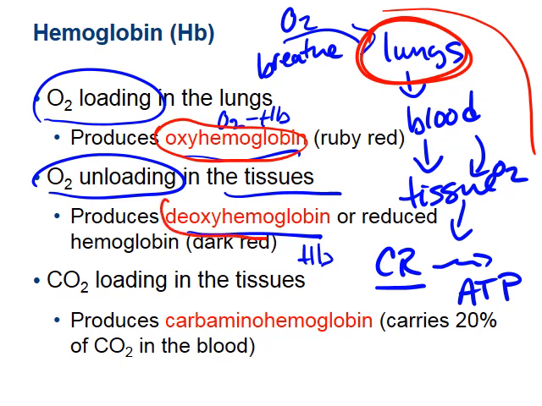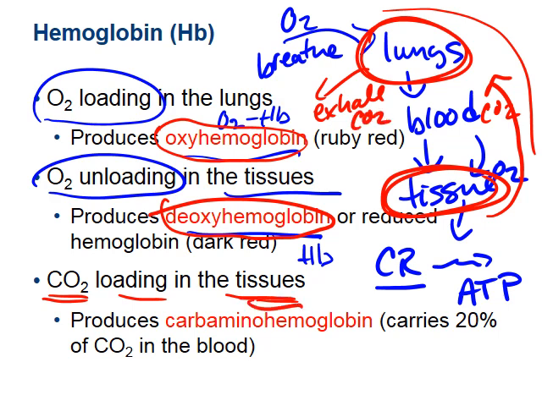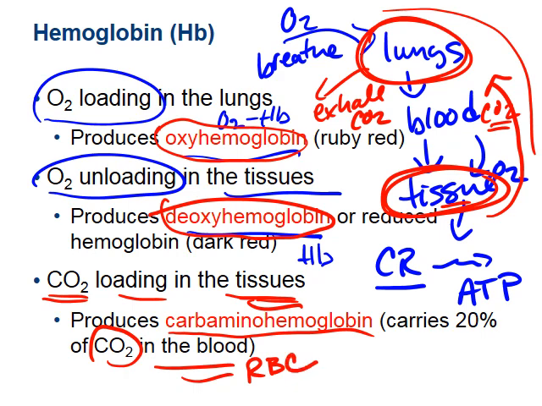Where would you find lots of deoxyhemoglobin? Hemoglobin that had just dropped off its oxygen. You'd find a lot of that in your tissue. Then they mentioned CO2 loading in the tissues. So remember, if you drop off oxygen in the tissues, what are you going to pick up to go back to the lungs so you can exhale? You're going to pick up CO2. So in your tissues, when you drop off that oxygen, you're also going to pick up CO2, and they call that carbaminohemoglobin. So some of your carbon dioxide is carried on a red blood cell back to your lungs in order for you to exhale.